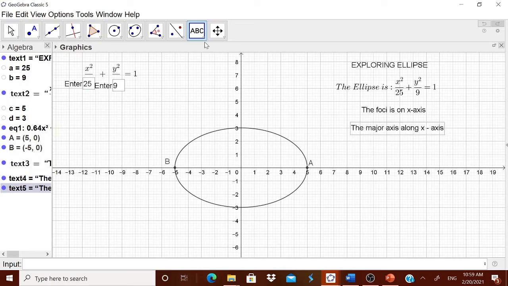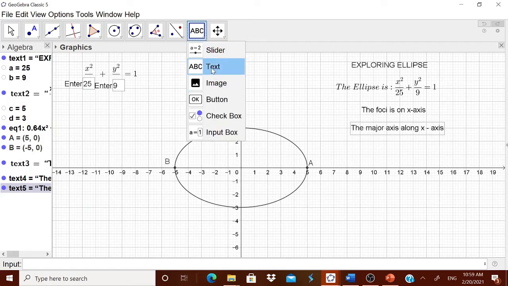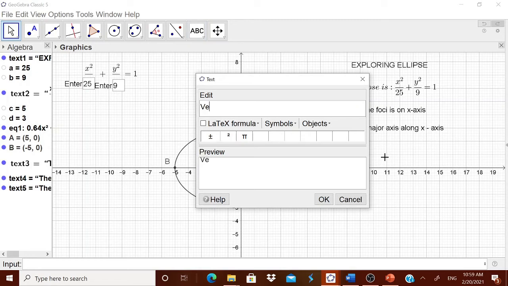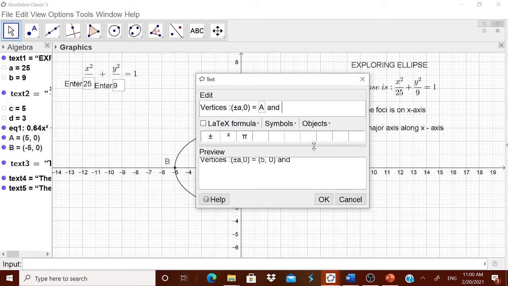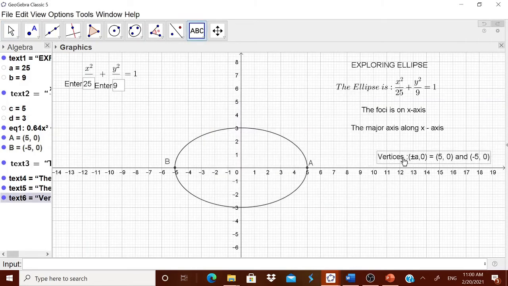Okay, can you go for its vertices now? Yes, you can go for it. Therefore the vertices, full colon, from the symbol you can have plus or minus. Okay, within the bracket, from the symbol you can have plus or minus a comma 0, which is equal to, the objects are a and b. Now if you change it, automatically it will change.